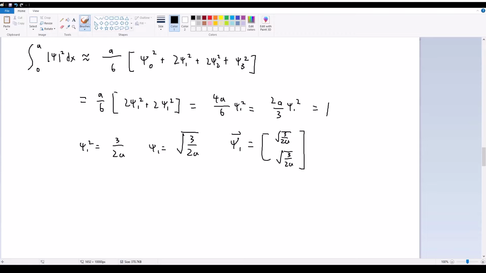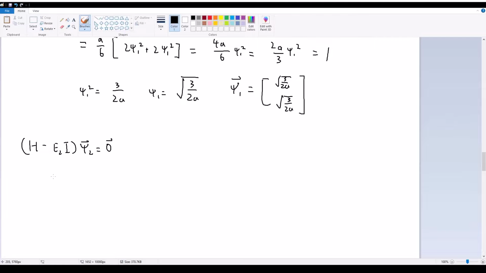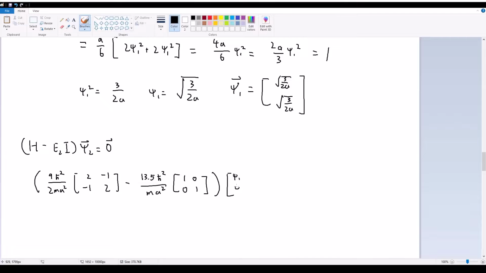Next, in the case of E2, we have H minus E2 times the identity matrix times psi 2 is equal to the 0 vector. In this case, we have 9h bar squared over 2ma squared times 2, -1, -1, 2. This time minus our predicted E2 value, which is going to be 13.5 h bar squared over ma squared times 1, 1, 0, 0. And this is multiplied by psi 1, psi 2. This is equal to our 0 vector.